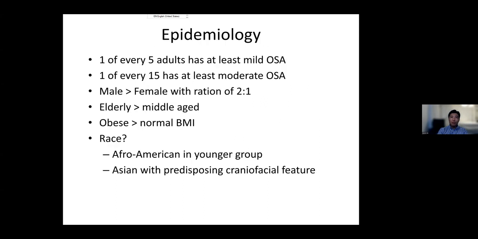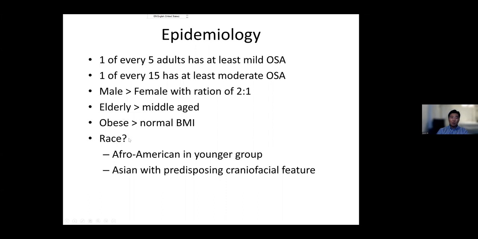It's a very common condition, depending on where you start counting the significance of obstructive sleep apnea. One in every five adults, 15 to 20% of the entire adult population, have at least mild obstructive sleep apnea. It's more common in men than in women. However, in postmenopausal age women, it becomes one-to-one. Age is another risk factor. Being obese is another risk factor.